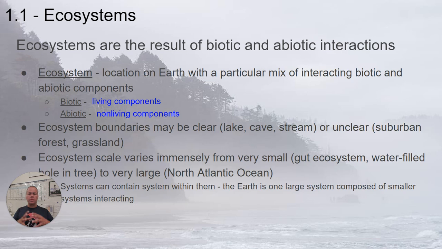We also know that the scale of an ecosystem, when we talk about scale, we're talking about the size of an ecosystem. It can vary very, very significantly. We can have ecosystems that are very small. We can imagine a hole in a tree filled with water with bacteria and protists living in it. That can be considered a very small ecosystem. Inside of a mammal's digestive tract, the gut ecosystem, which is teeming with bacteria and other abiotic factors, can be a small ecosystem. Or an ecosystem can be quite large, like the North Atlantic Ocean ecosystem.